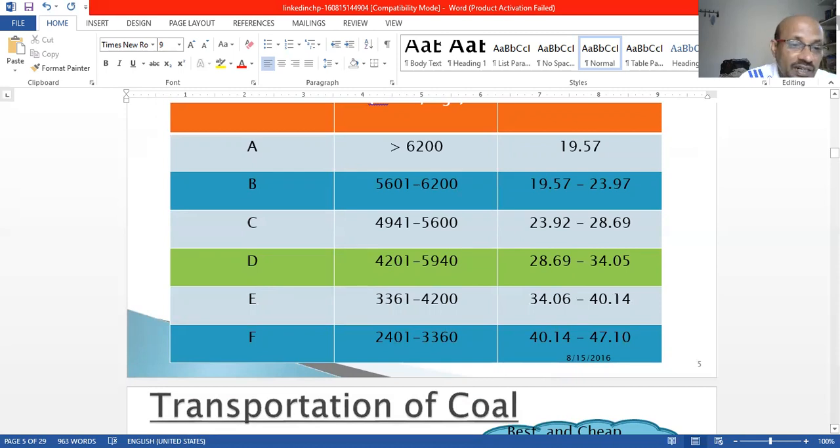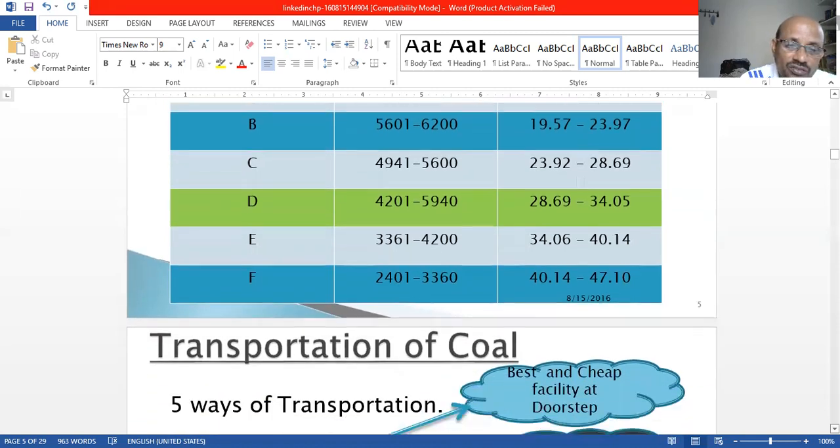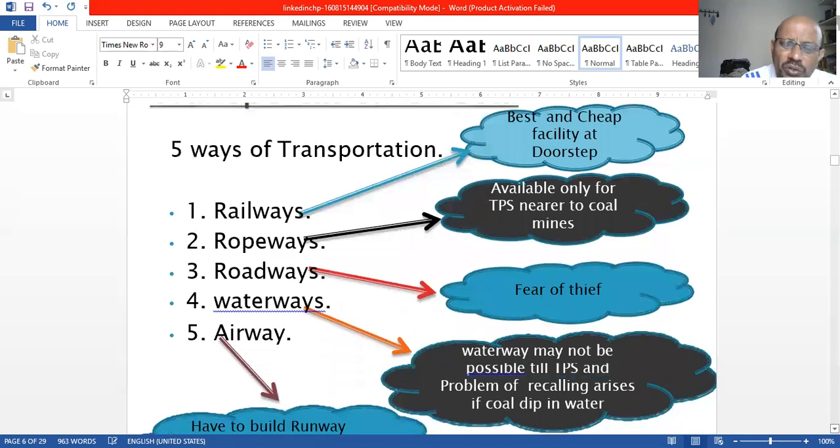Next, we will see how we are going to transport. We know very well how we are going to transport that coal. All these things are handling equipment. See, this is that. So, railways. What is that? It is very cheap, best, safe. This facility is at the doorstep. So once you load that coal into the wagon, that coal will come directly into that furnace, means boilers. Okay, that is one of the good advantages of this one.